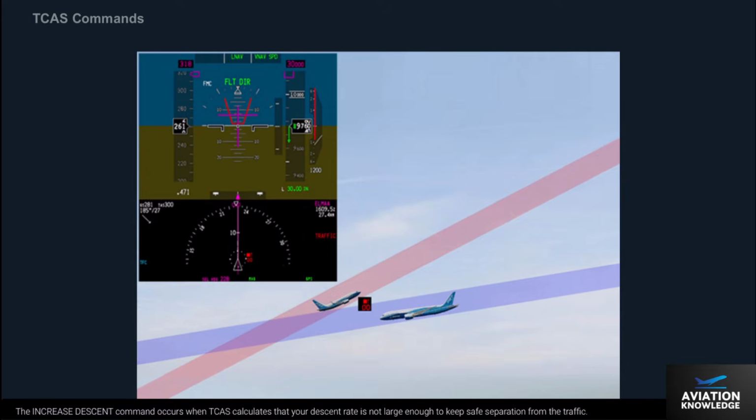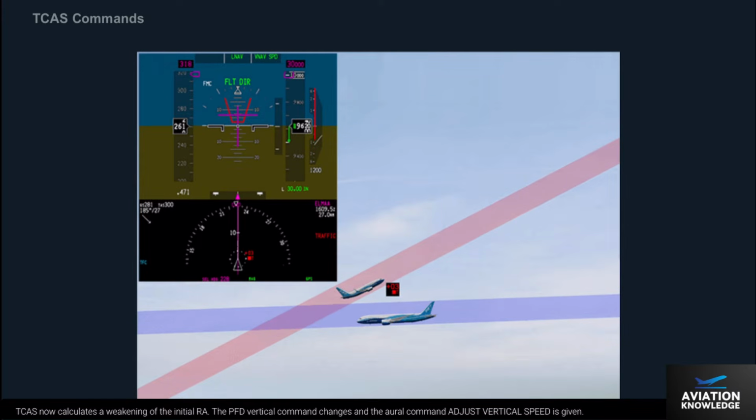The increased descent command occurs when TCAS calculates that your descent rate is not large enough to keep safe separation from the traffic. "Increase descent." TCAS now calculates a weakening of the initial RA. The PFD vertical command changes and the oral command "Adjust vertical speed" is given. "Adjust vertical speed. Adjust."